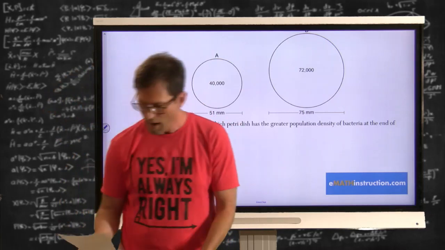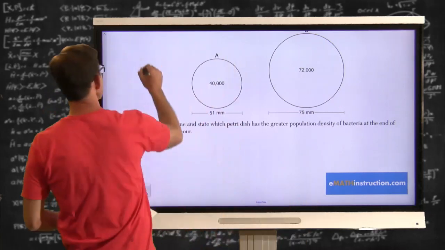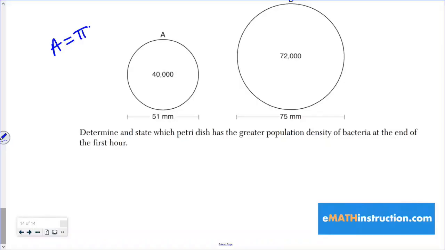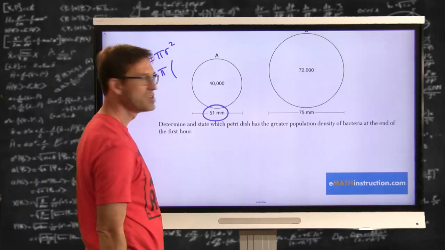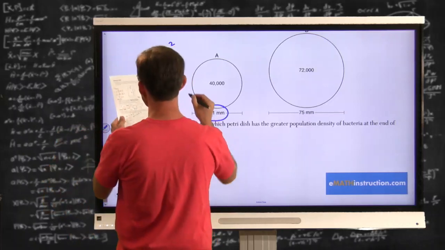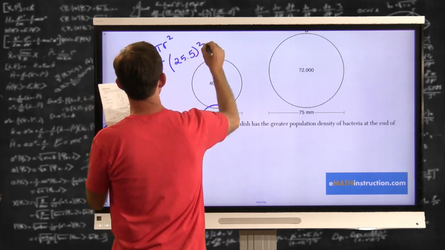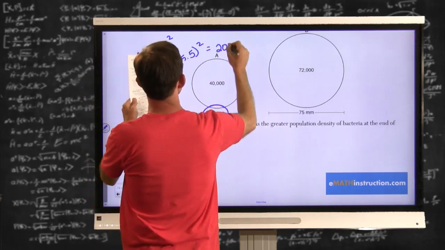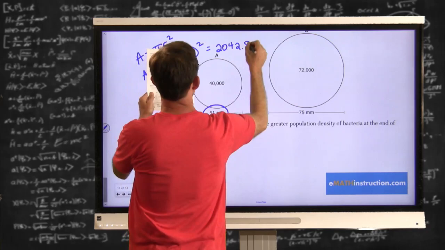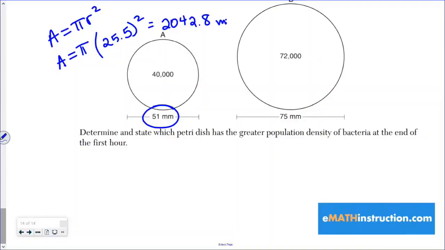And again, these are kind of obnoxious numbers because with this first circle, the area of a circle is pi r squared, they don't give me the radius, they give me the diameter. And worse yet, they make it odd. So when I divide it by 2, it's kind of an annoying number. It's 25.5. So the area of the first circle is something like 2,042.8 square millimeters.